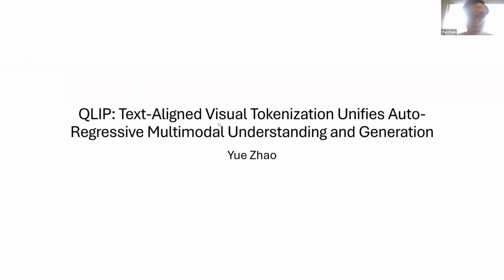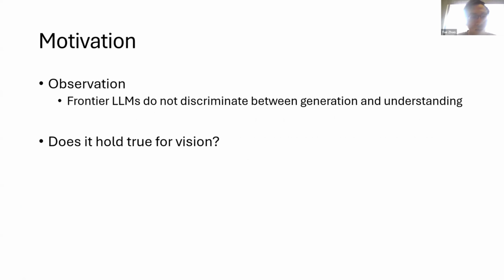I'm going to introduce the paper QLIP, text-aligned visual tokenization that unifies auto-regression, multimodal understanding, and generation.